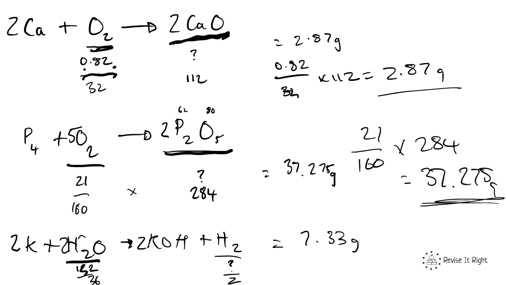And finally, the water. So you were given 132 grams of water, so you should have written that underneath water. 2H2O has an MR of 36. And then you'll put a question mark underneath hydrogen because that's what you're trying to work out. H2 has an MR of 2. So your equation should have been 132 divided by 36 and then times by 2. And that would have given you 7.33 grams.